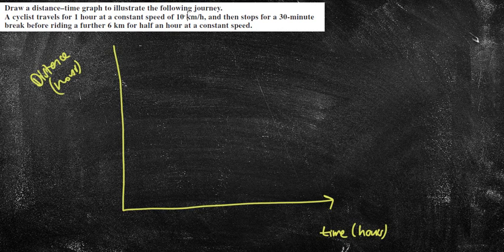So he's traveling 10 kilometers, and then stops for a 30-minute break before riding a further 6 kilometers for half an hour. Well, I'm going to go by half hours. So 0.5, 1 hour, 1.5, 2 hours, and 2.5. Now we need to be traveling an hour at 10 kilometers per hour, and then a further 6. That means we're going to be going a total of 16 kilometers.